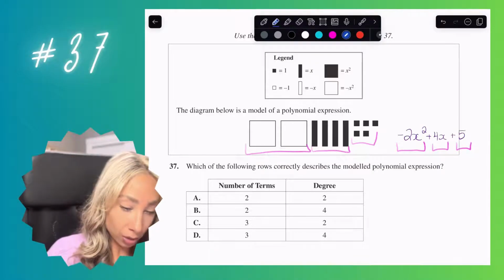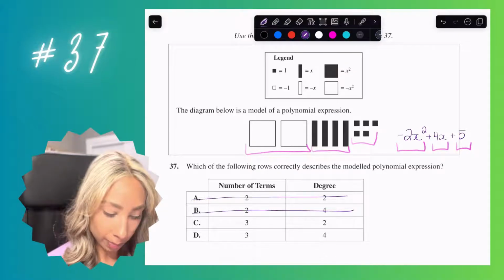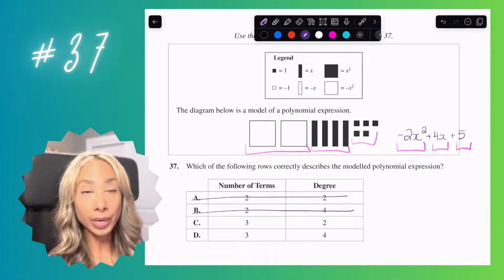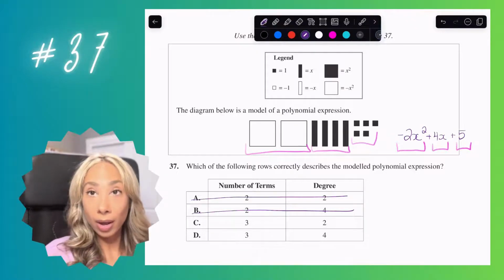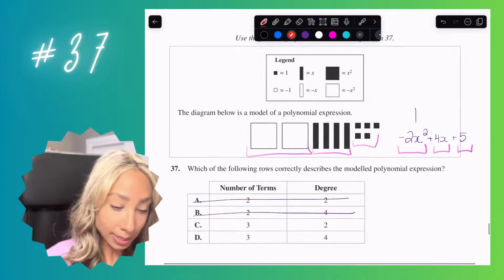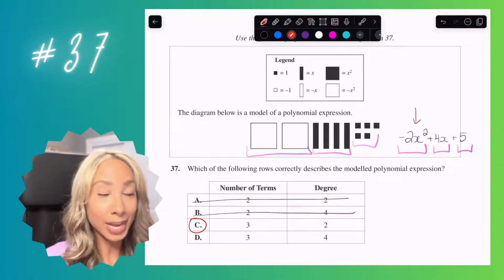So that means we can cross off option A and option B. And then our degree, well, our degree is going to be the highest exponent that we have on the polynomial. In this case, our highest exponent is 2. So that leaves us with option C as our answer.